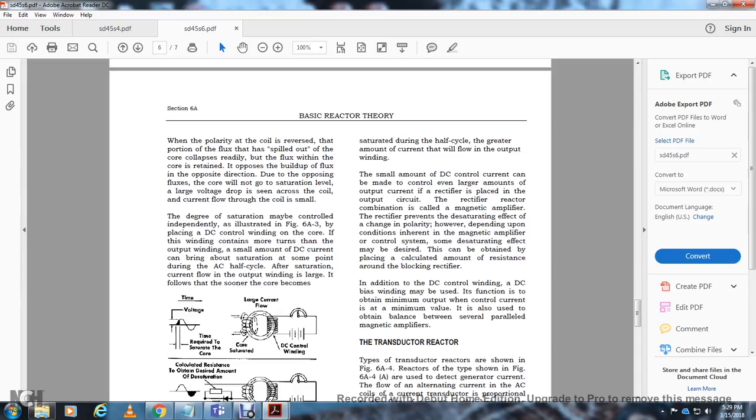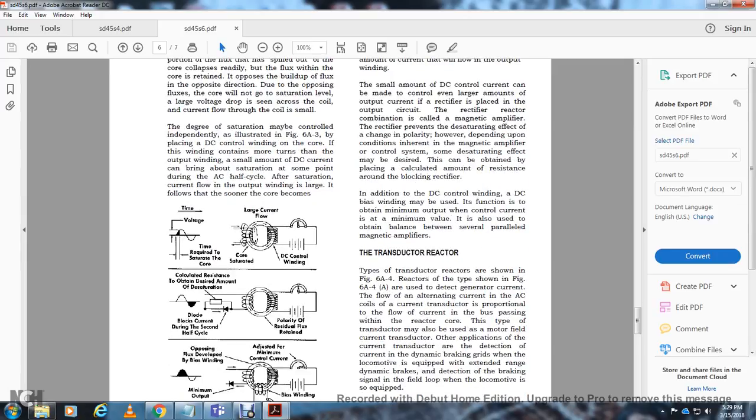prevent the desaturating effect. The change of polarity depends on the condition of the magnetic amplifier for the current system. The desaturating effect may be desired, but obtained with a calculated amount of resistance around the block rectifier. In addition, the DC control winding with the DC bias winding may be used to obtain the minimum output with the control current at its minimum value, and also used to obtain the balance between the several parallel magnetic amplifiers.